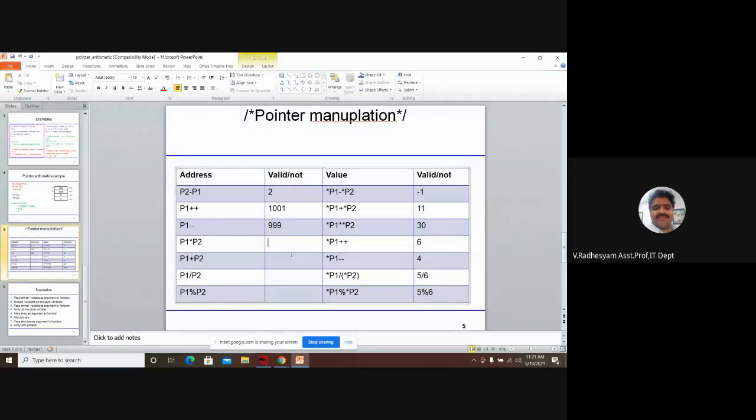P1 into P2, P1 plus P2, P1 by P2, P1 percentage P2. These are all not possible in the case of pointers.